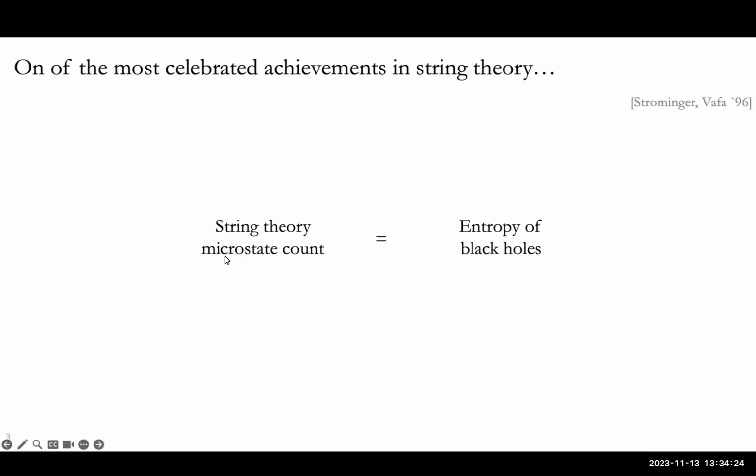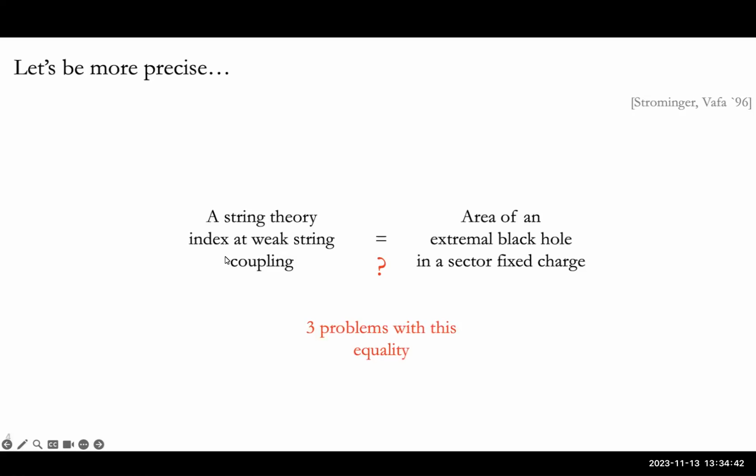One of the most celebrated achievements in string theory is that through a string theory microstate count, people have managed to reproduce the entropy of black holes. This is a result that probably most of you have heard about by Strominger and Vafa, but let's unpack this result a little bit further and be a bit more precise. What people actually computed on the left-hand side, the string theory count, is a string theory index at weak string coupling. An index is a difference between bosonic and fermionic states in a theory.